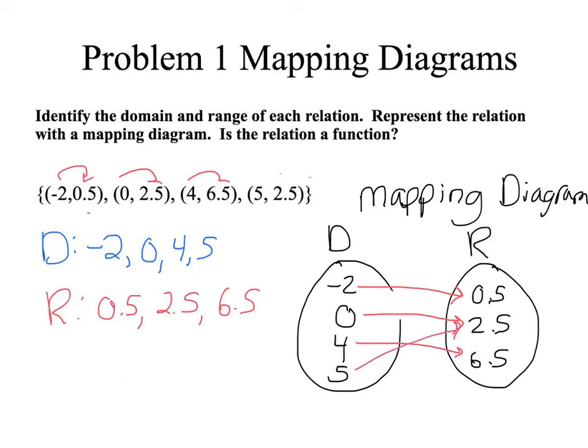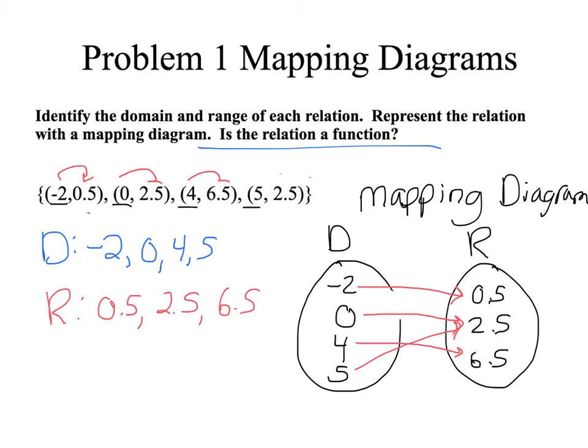Okay, so the last part here is, is the relation a function? Well, from a mapping diagram, from a set of ordered pairs, you're looking to see if any x values repeated. And if you just look at the x values, you look at the domain, nothing repeated.